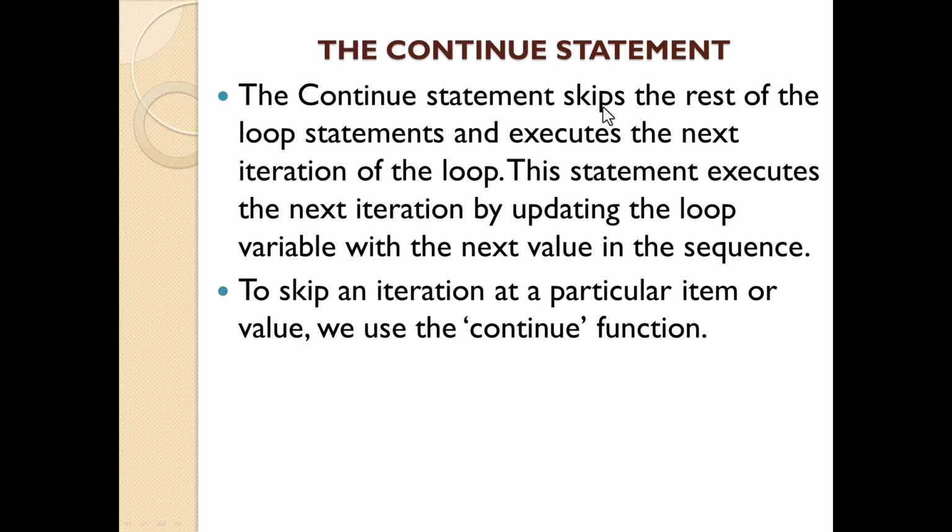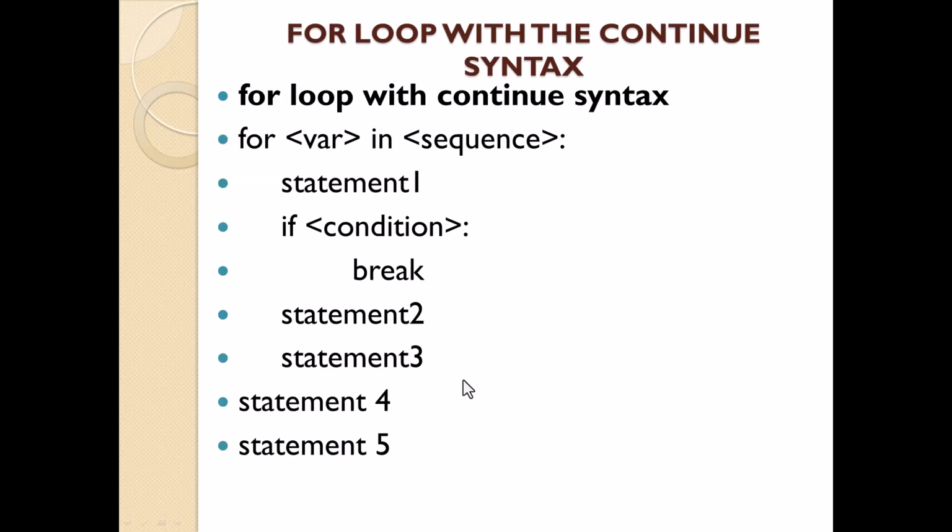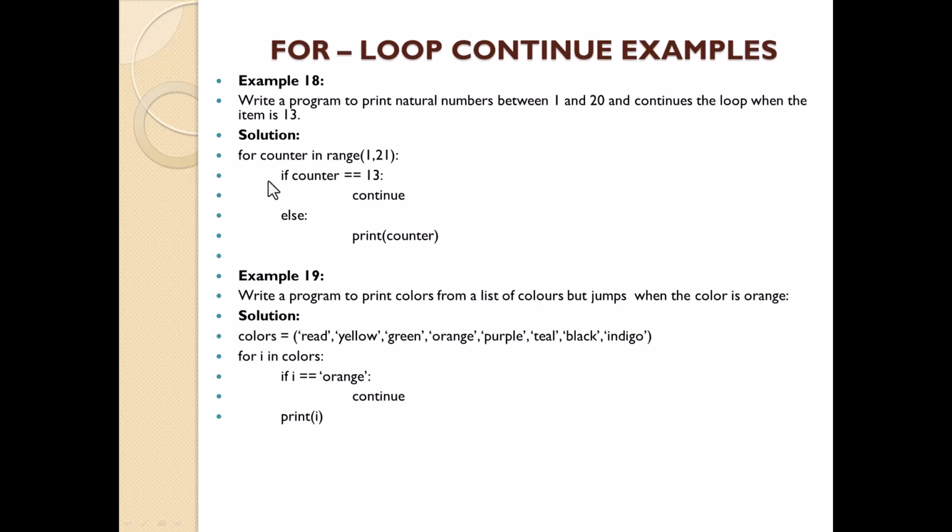So the continue statement skips the rest of the loop statement and executes the next iteration of the loop. This statement executes the next iteration by updating the loop variable with the next value in the sequence. To skip an iteration at a particular item or value, we use the continue statement. So let's look at the example. This is how the syntax goes. It's the same syntax as the break syntax, but continue here instead of break.